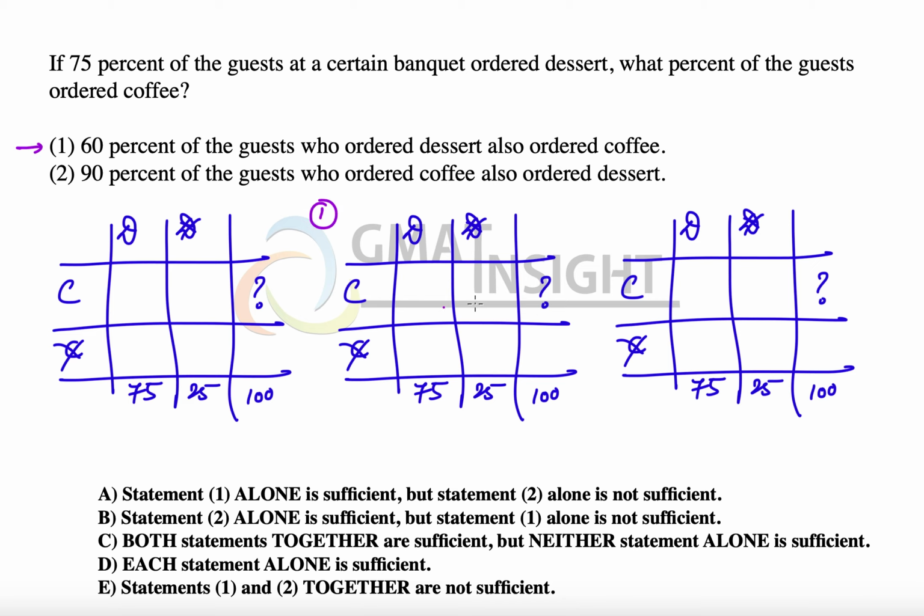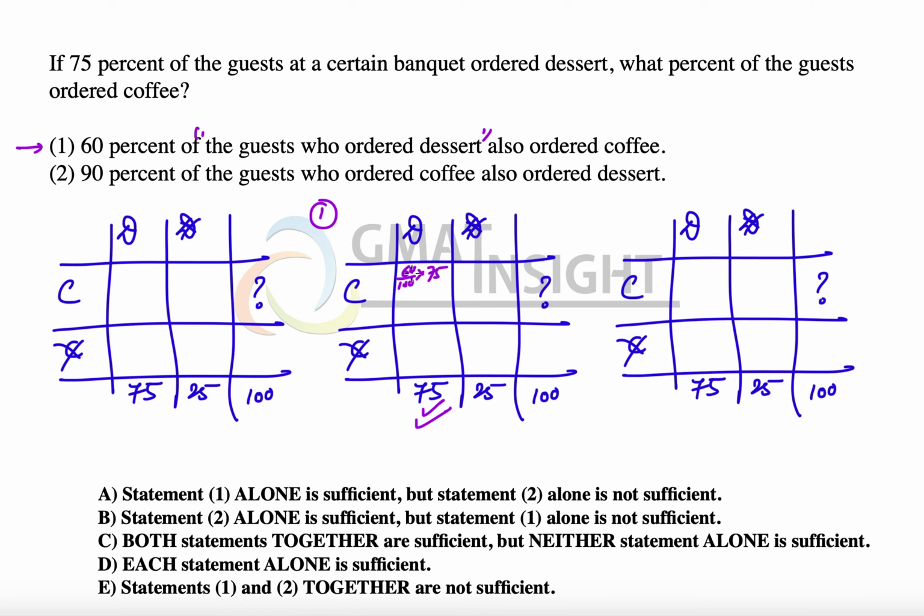60% of the guests who ordered dessert also ordered coffee. In such questions, it's very important to understand the base of the percentage. Here the 60% is to be taken of those guests who ordered dessert. Where do we write the people who ordered dessert? Right here. So 60% of them ordered coffee, which means we can write 60% of 75.